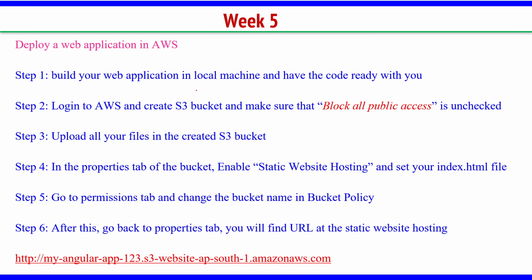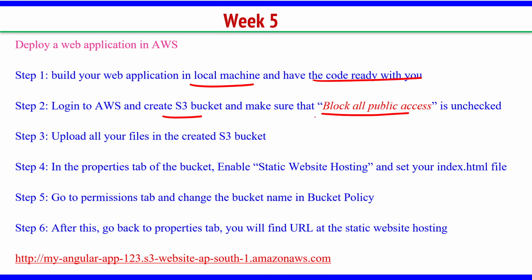Let us see the procedure for deploying a web application in AWS first. Step 1: build your web application in the local machine and have the code ready with you. Step 2: log into AWS, create an S3 bucket, and make sure that block all public access is unchecked, because we are going to create a URL and give public access, meaning anybody, you, me, your friends, should be able to access your web page.